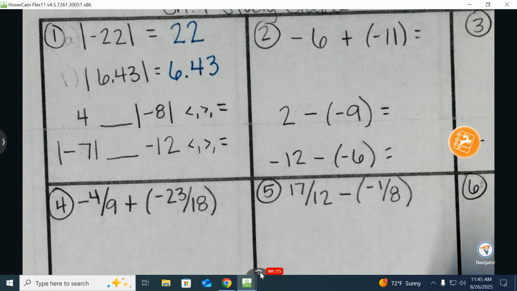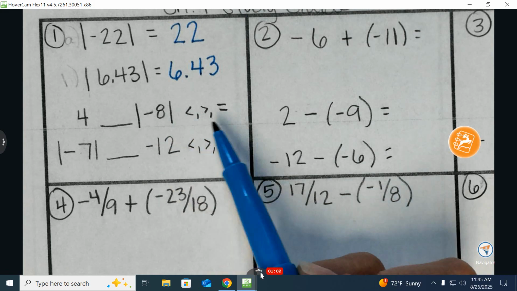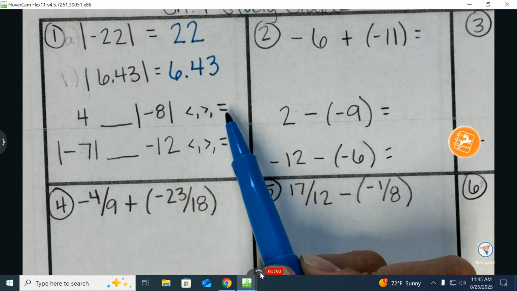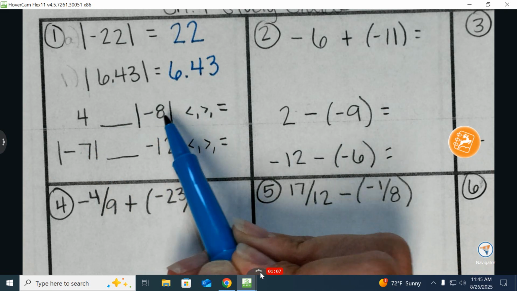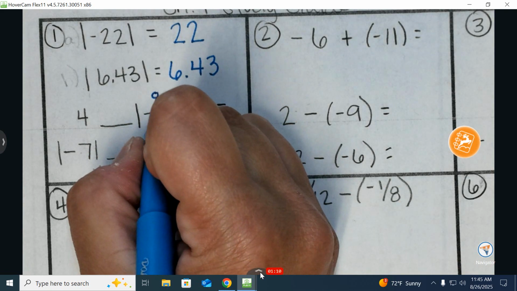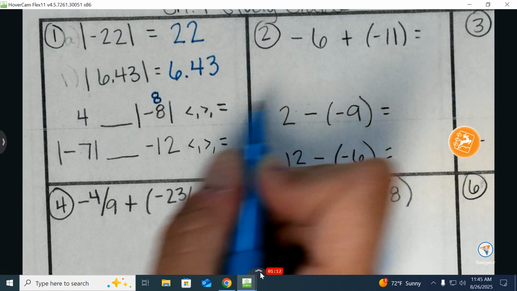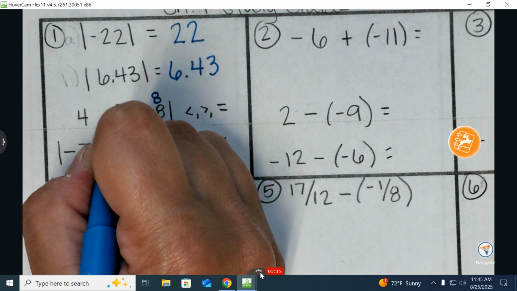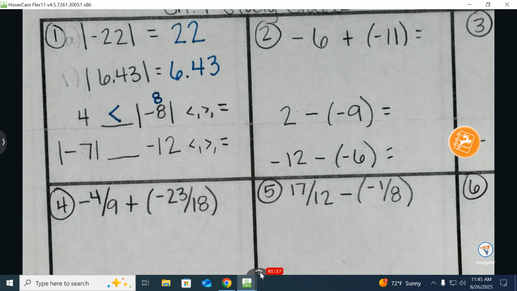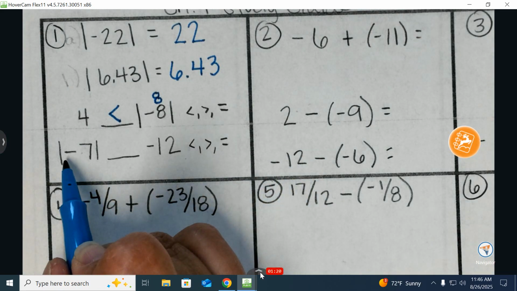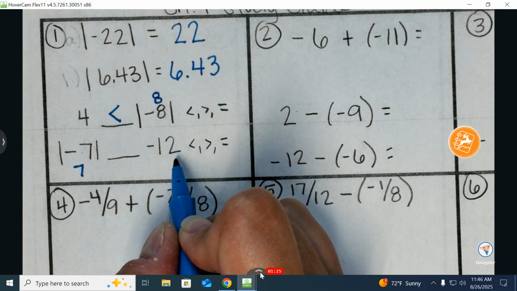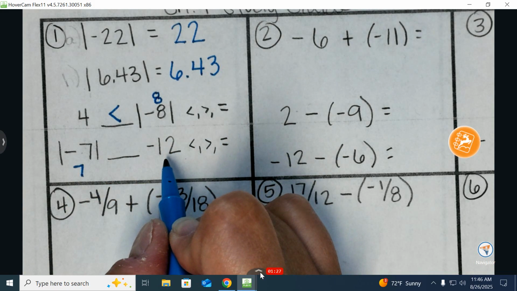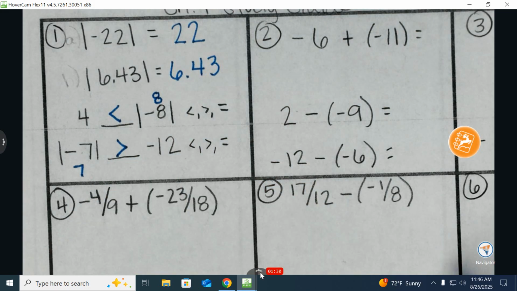Okay. The next two, it wants us to say if it is less than, greater than, or equal to. So 4, and then the absolute value of negative 8. Well, the absolute value of negative 8 is positive 8. So is 4 or 8 larger? 8 is larger, so we put the less than symbol. The absolute value of negative 7 is 7, and then negative 12. 7 is larger than negative 12, so it is greater than.